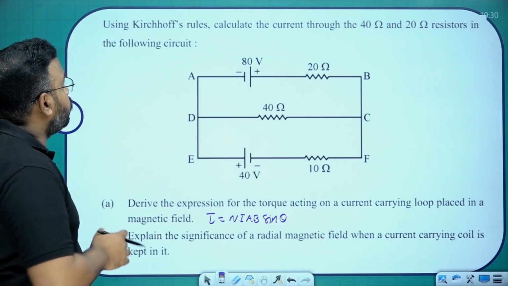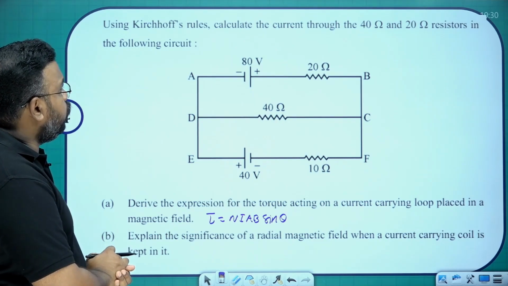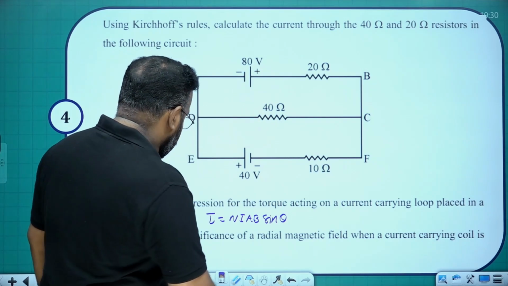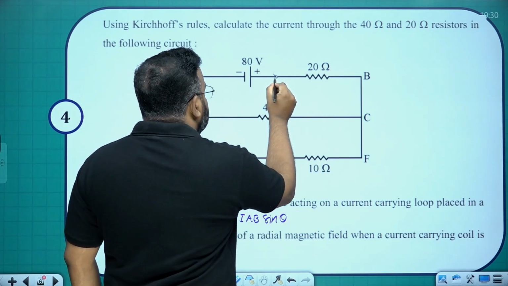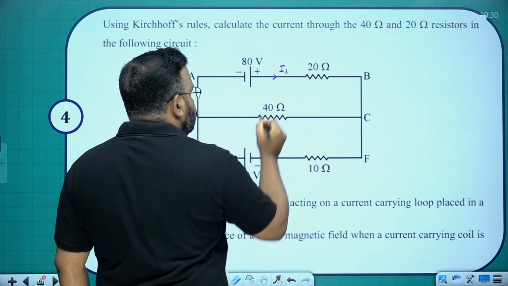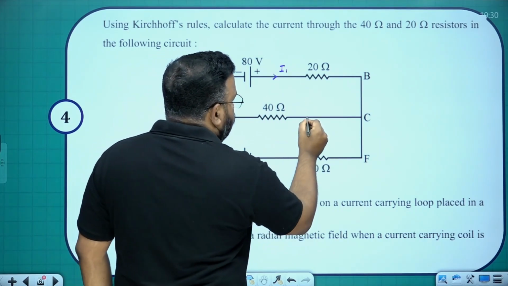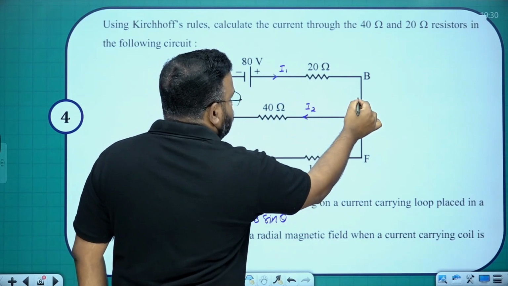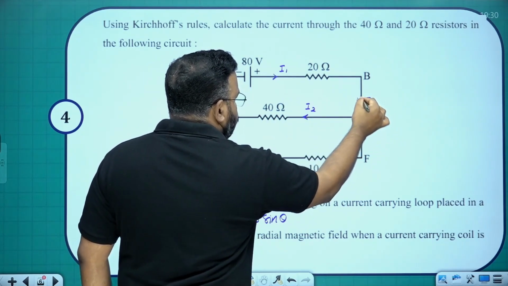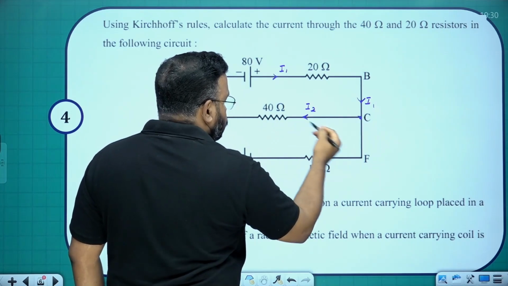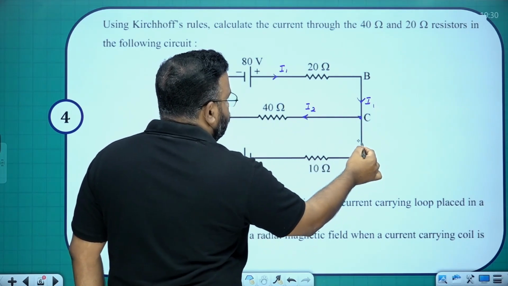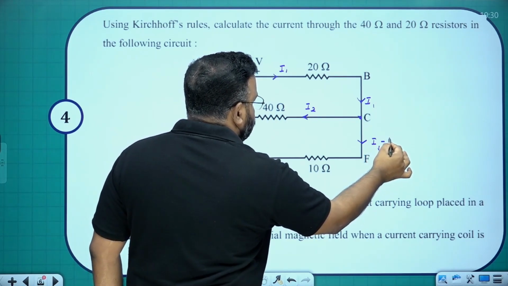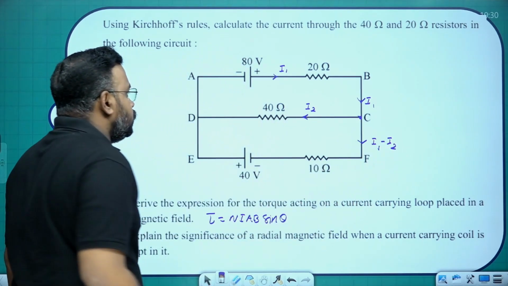Now let's do this one. Calculate the current through the 40 ohm and 20 ohm resistors. So we need to find the current through this and the current through this. So do one thing. Let me mark the current through this one as I1, and the current through this as what? I2. So I1 current is coming here. If I1 current is coming and reaching a junction, I2 is going this way, means surely the other current should be what? I1 minus I2. I1 minus I2 is flowing through this.